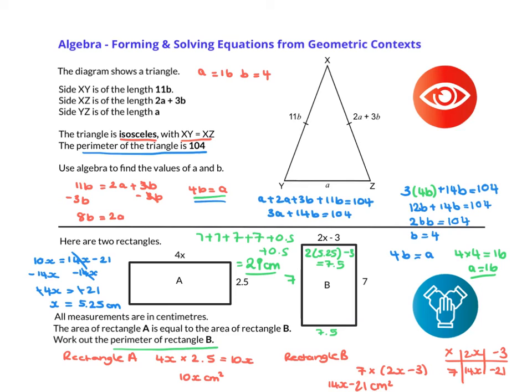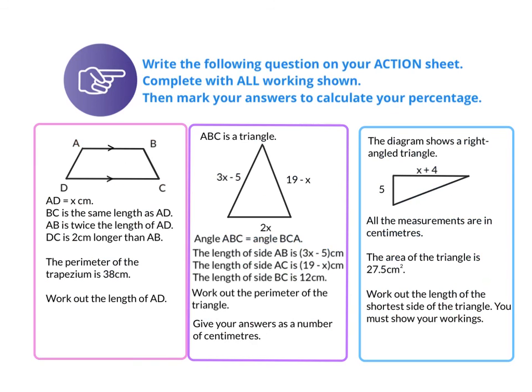If you got that question correct, please could you take the time now to mark it using your green pen. I'd now like you to have a go at these 3 questions independently. You've been given an opportunity to practice the skill and to see where you went wrong in the progress check. Please make sure you write these 3 questions on your action sheet and show any workings clearly. Pause the tape now and have a go.